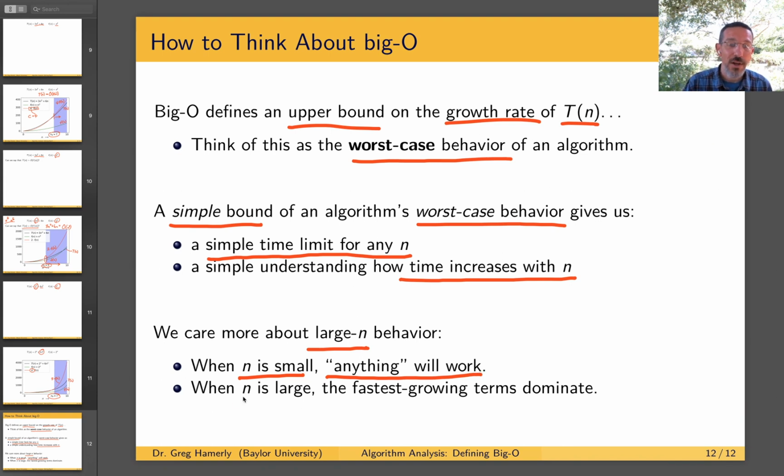But when n is large, then those things that are really slow will get really slow, and we're going to be concerned about fast growing terms. In other words, the terms in our T of n that take a long time, because those are going to dominate the runtime. So we care about large n behavior because when n is small, basically any approach will work, and when n is large, that's when things really slow down.